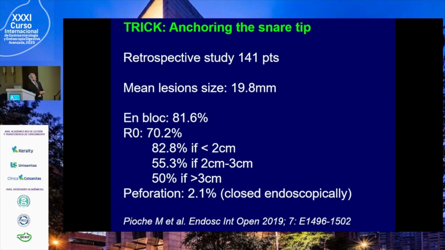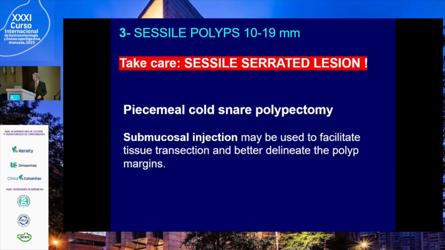And this is a French study, we did a retrospective study, and you see, even with large lesions, more than 3 centimeters, R0, which means clear margin, was 50%, and only 2% perforation. Even on a very large lesion, just using a snare, okay? If you anchor the snare. So I recommend to anchor the snare.